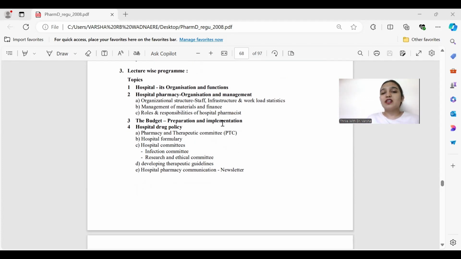The budget preparation and implementation. How you will make a budget. How you will prepare that. How you will implement that services. You will be learning in this.